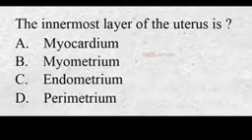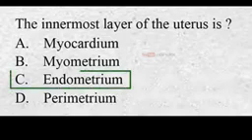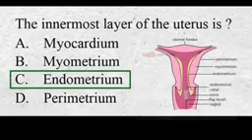The innermost layer of the uterus is A. Myocardium, B. Myometrium, C. Endometrium, D. Perimetrium. And the correct answer is C. Endometrium. The thick wall of the uterus has 3 layers.